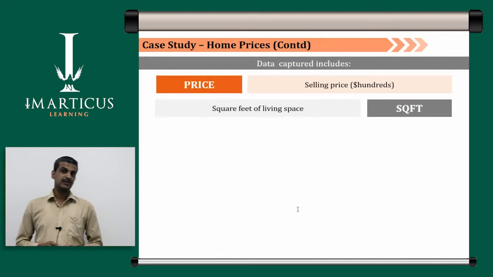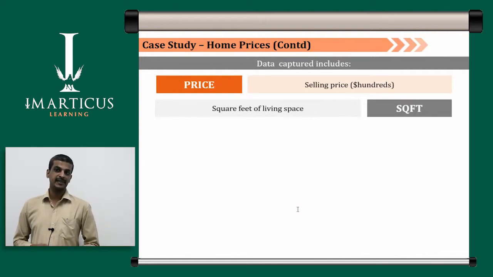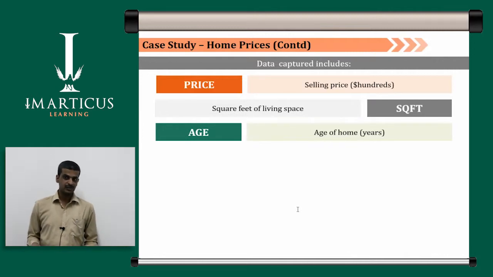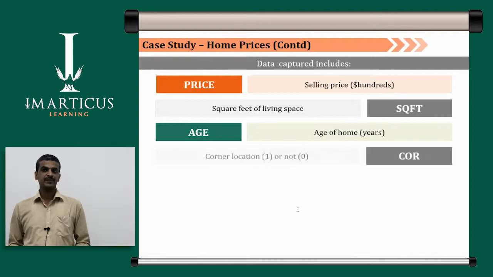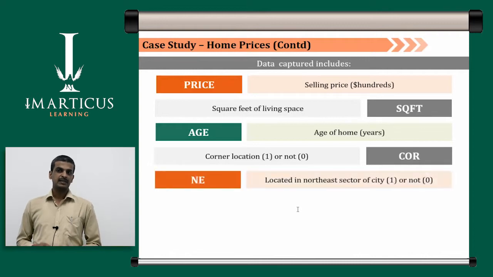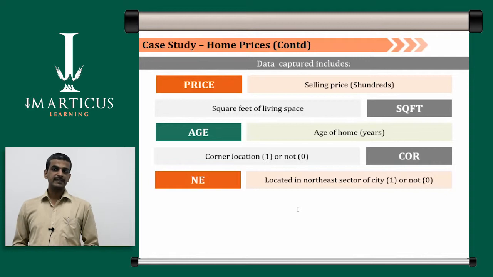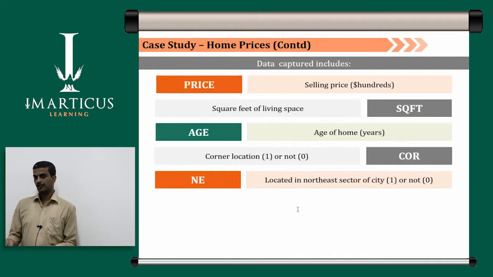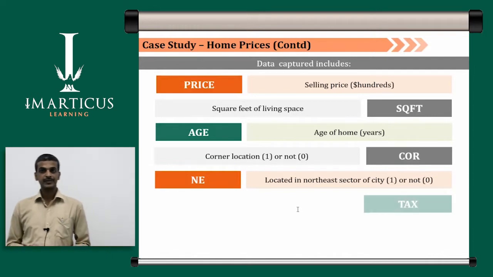In this particular scenario of home prices, the data captured includes the price, that is the selling price, which could be in hundreds of dollars; the square feet of the living space, that is the variable square feet; and the age of the home in years. There is the corner location, where we can use the number 1 to represent one fact and 0 for another. Then there is the variable NE, which indicates whether the home is located in the northeast sector of the city or not; again, to represent this true or false value, we can use the numbers 1 or 0.